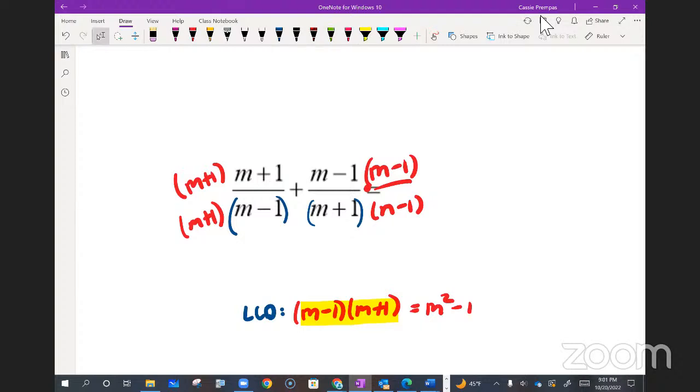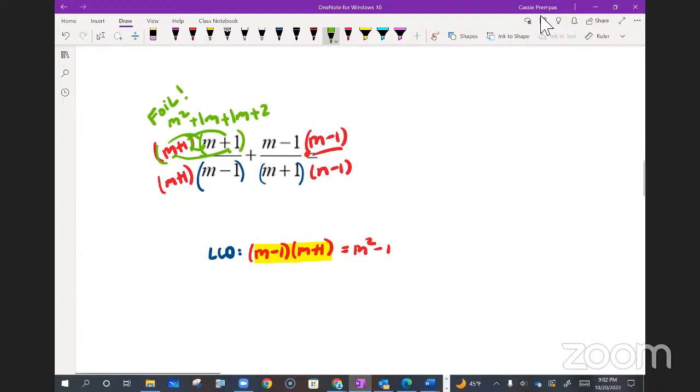Now, let's talk about how to simplify this. Now that we have a common denominator, I need to simplify the numerators. The key to keep in mind here is that we are taking m plus 1 and multiplying it by this numerator. And if you multiply a binomial by a binomial, you need to FOIL. So let's remind ourselves how we do that. First times first would create m squared. Outside would create positive 1m. Inside would create positive 1m. And last would create a positive 2.